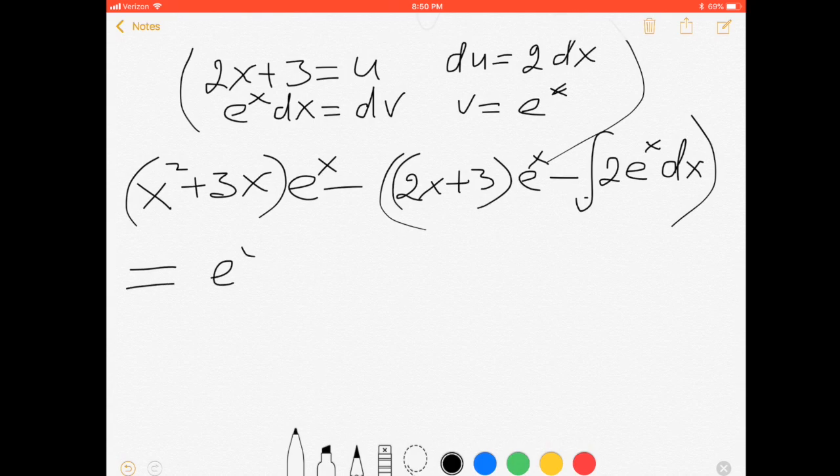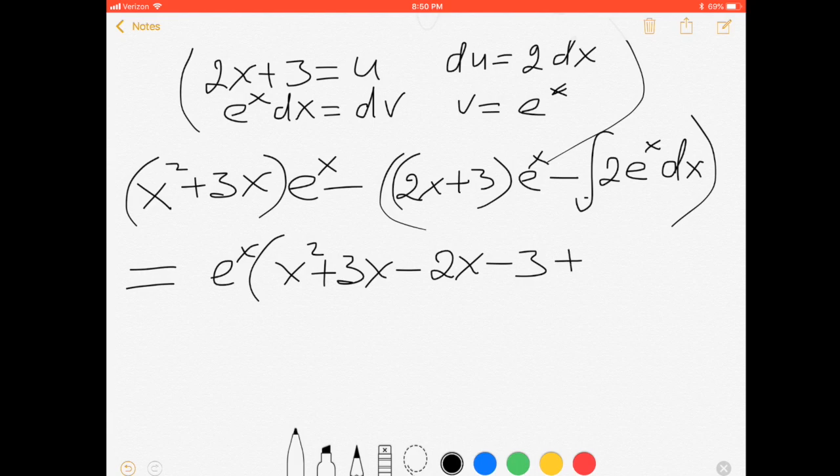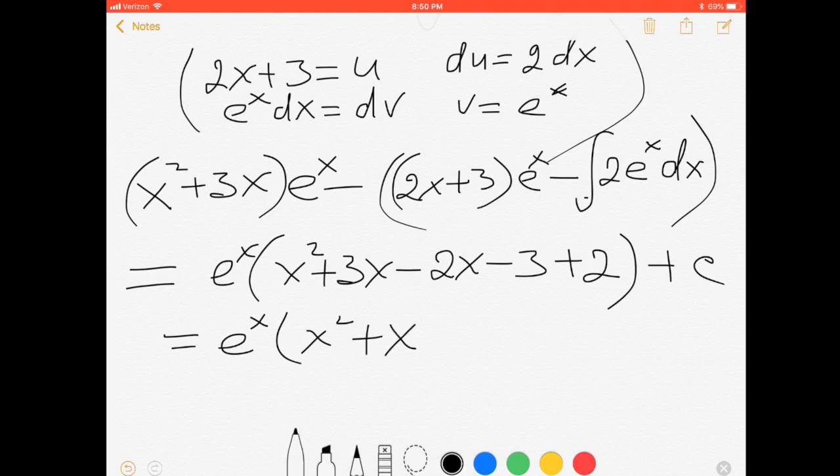Okay, factoring e exponent x, I have x squared plus 3x minus 2x minus 3, and here it will be plus 2e exponent x, because we have minus 1 and minus minus 2, and plus c. Continue, simplify a little bit: x squared plus x minus 1, and plus c. We did it.